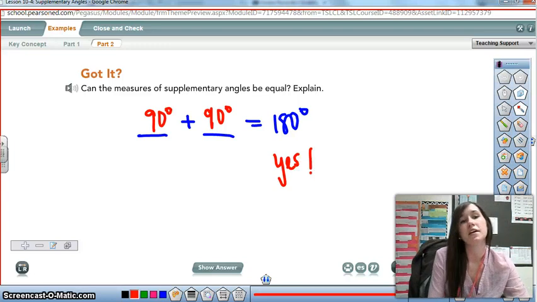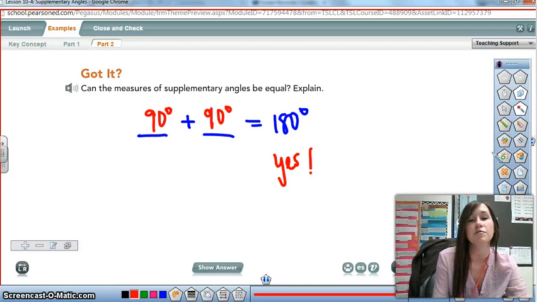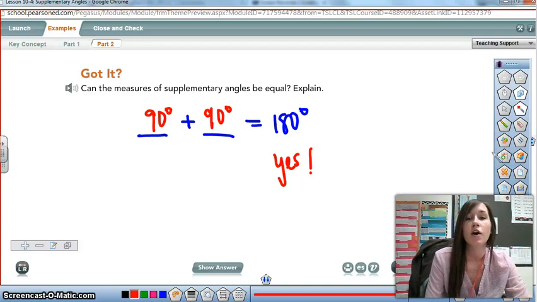That's it for this lesson. Hope this video helped you understand supplementary angles. Remember that supplementary angles are angles that add to make 180 degrees.